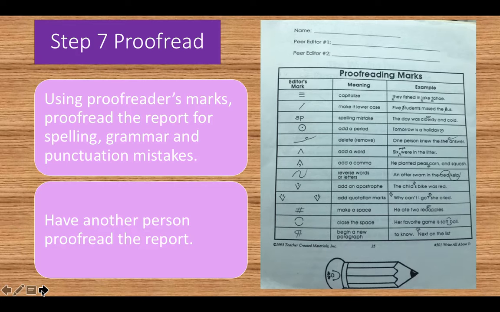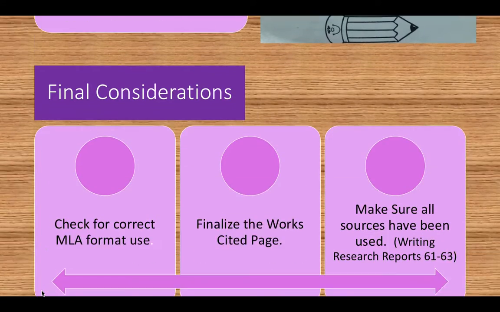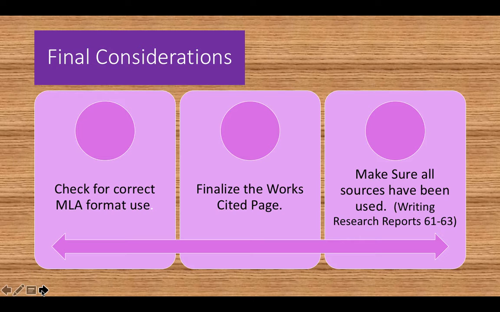Once your report has been revised, it is helpful to ask a peer to proofread your report. A list of common proofreader's marks is shown here. Things like grammar, spelling, and punctuation are often overlooked and are important to present your work in a professional way. A few final considerations include checking for correct MLA format and finalizing the Works Cited page. Make sure you have listed and cited all of the sources used for the report. You should not list a source on the Works Cited page that is not cited in the body of the report.